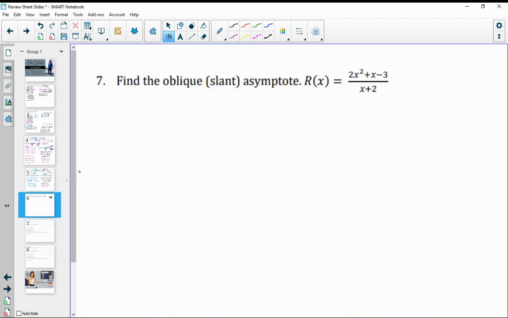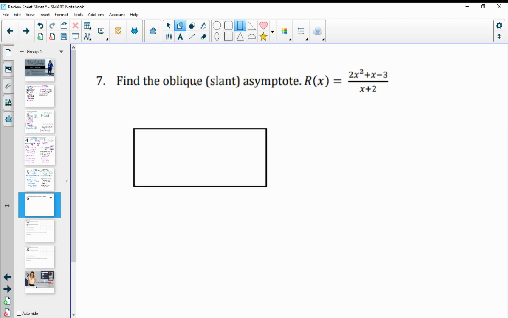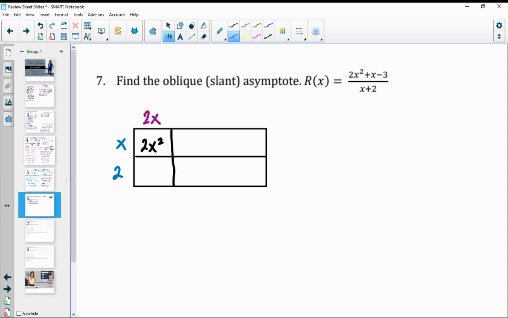Number 7, we're going to find the oblique asymptote. So what we do for that is we divide. And so I'm just going to divide it in the box. I'm just going to draw out a box that has 2 rows since I'm dividing by a binomial. So I'm going to write that binomial off to the side. And then I'm going to put this first term 2x squared here. And that will help me figure out this term, because this times this needs to equal 2x squared. So x times 2x equals 2x squared. So then I can multiply these two and fill in this as 4x.